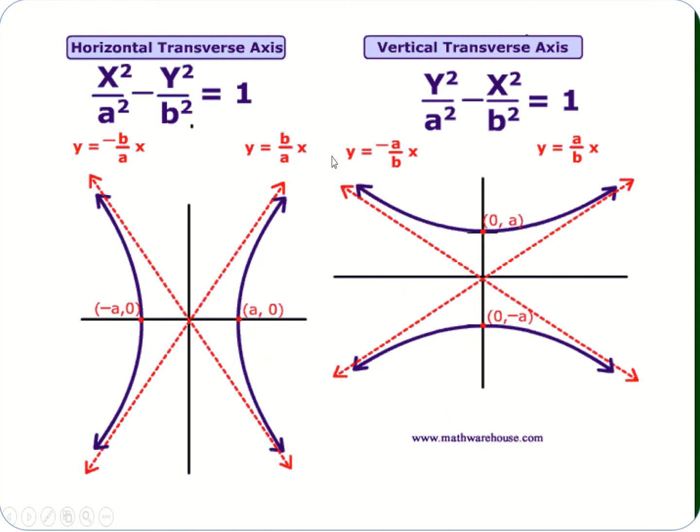So we have here the standard equation or standard form. If the graph is horizontal, x squared comes first: x squared over a squared minus y squared over b squared equals 1. Again, x squared comes first. And then for vertical, y squared over a squared comes first.